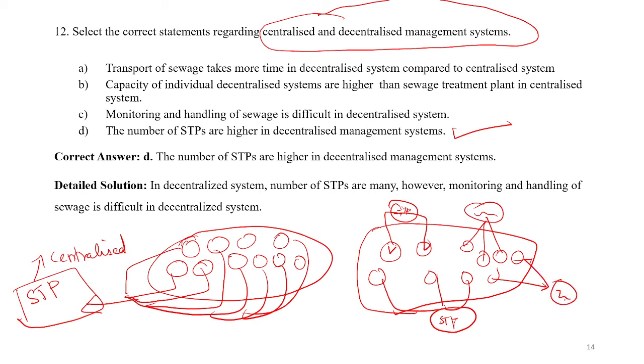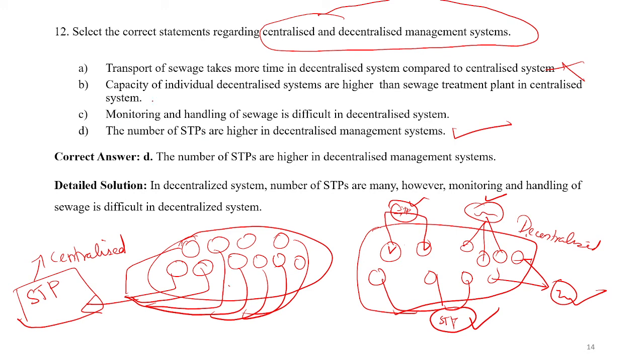So this is known as decentralized system. In the decentralized system, the transport of sewage does not take more time compared to the centralized system. So statement A is wrong. In statement A, it is said that it is taking more time. Here in decentralized system, it does not take time, because you have n number of STPs or treatment units, so the travel time is less compared to this centralized system.